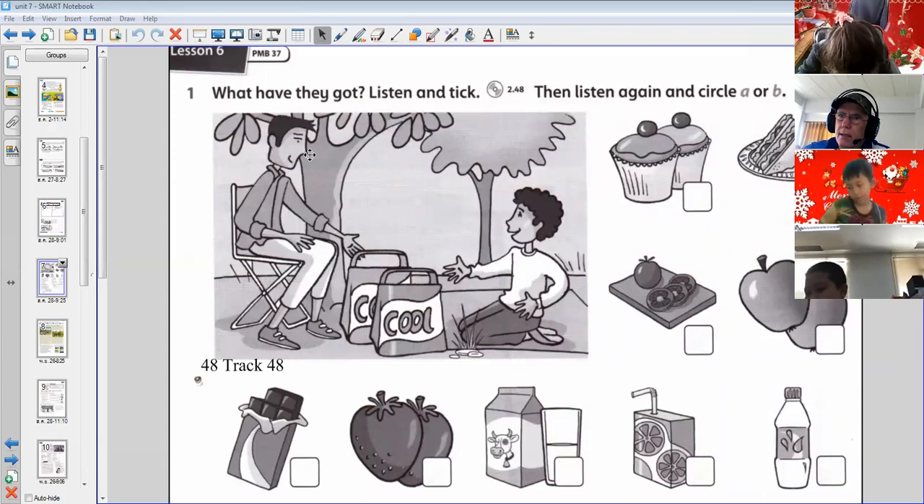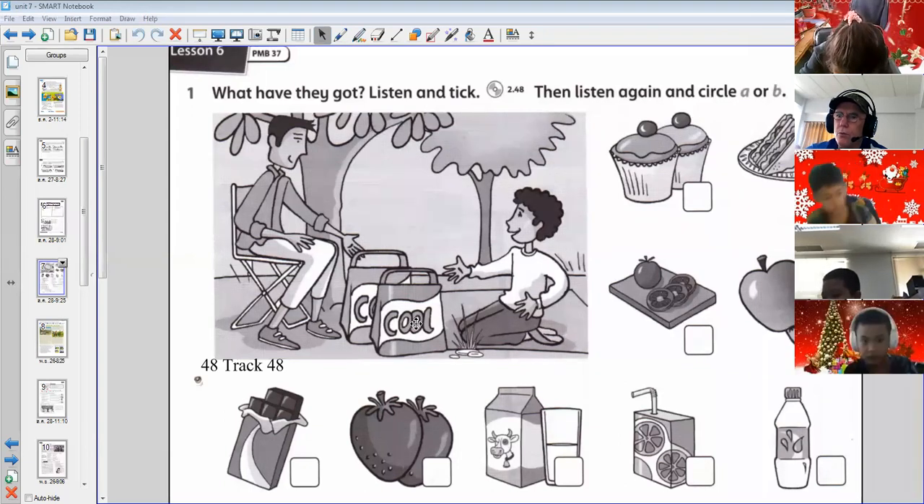We look at this picture here, we can see a man and a boy. I think it's father and son. And the father is sitting on a chair, and the boy is kneeling. This is called kneeling, not sitting, kneeling on a rug. They have two cool bags here to keep food or drink cool or fresh. And there's some trees. So it looks like they're going to have a picnic in a park or somewhere.